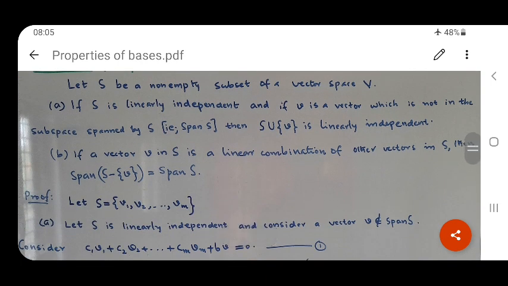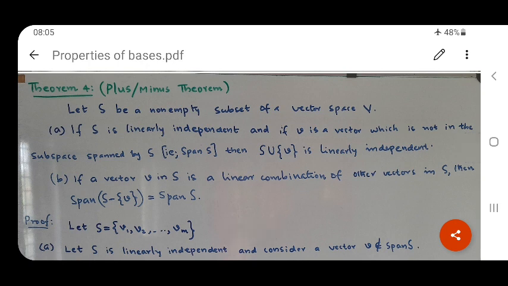And if a vector V in S is a linear combination of the other vectors in S, then span of S minus V is equal to span of S. Okay, so the theorem says that if you choose a set and you take a vector which is not in the span of the given set, and if the set is linearly independent, then adjoining the new vector to the set will not affect its linear independence. And similarly, removing a vector which is a linear combination of the remaining vectors does not affect the spanning set.